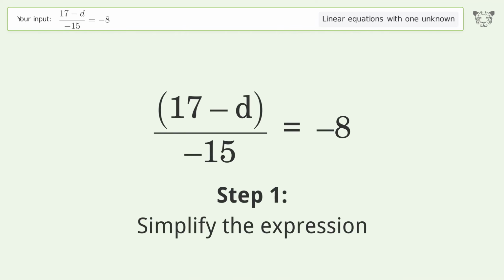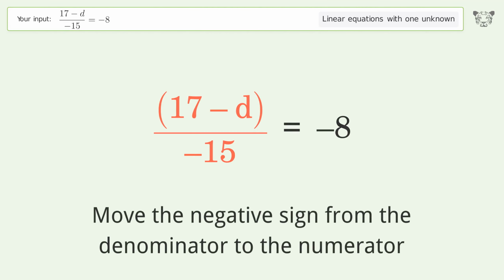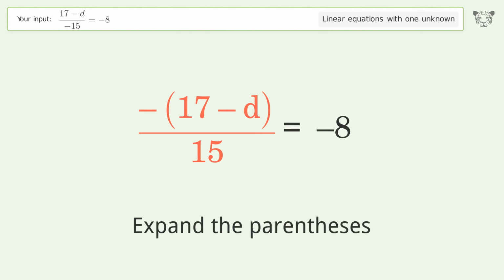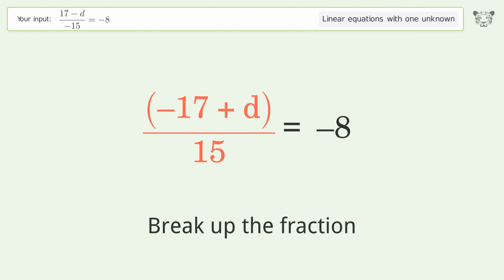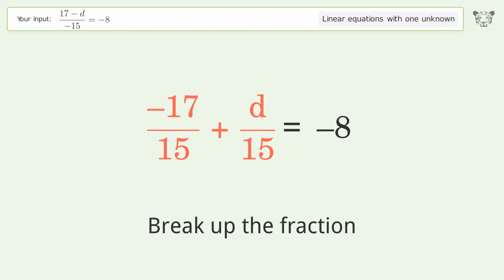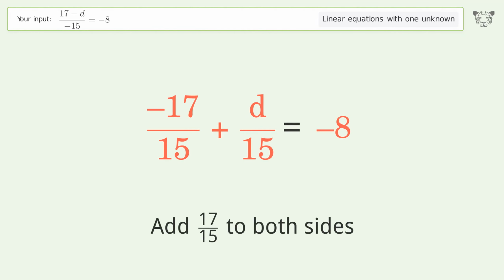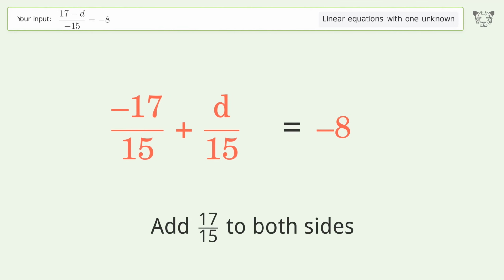Simplify the expression. Move the negative sign from the denominator to the numerator. Expand the parentheses. Break up the fraction. Group all constants on the right side of the equation. Add 17/15 to both sides.